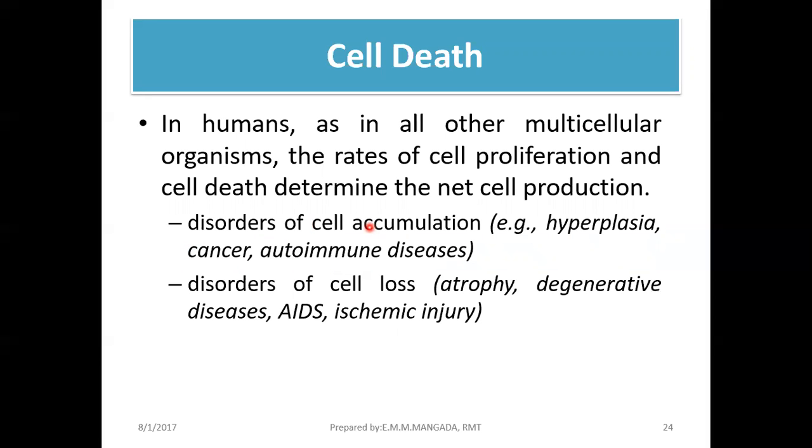Okay? So guys, in humans as in all other multicellular organisms, the rate of cell proliferation and cell death determine the net cell production. For example, in disorders where there is increased cell accumulation, mas mataas yung rate ng cell proliferation or pagdami ng cells kesa sa namamatay via apoptosis or yung tinatawag nating programmed cell death. So what conditions actually have this disorder?